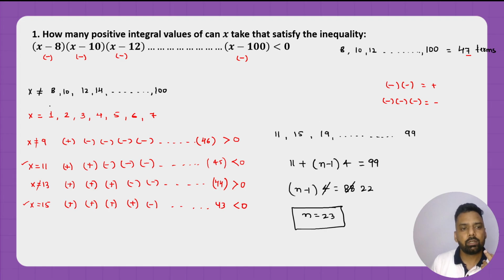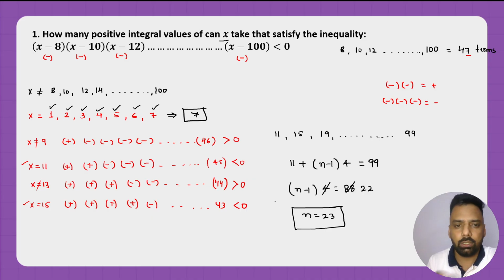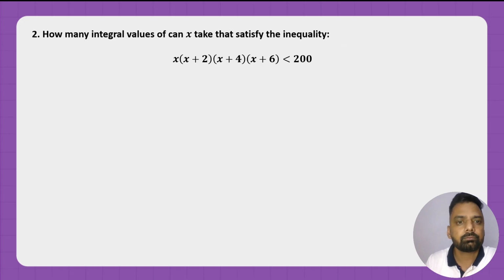And how many values are these? 1, 2, 3, 4, 5, 6, and 7. 7 values are these. So 23 values and these 7 values, total 30 values. How many values can x take? X can take 30 values that will satisfy this condition, right? Okay, let's move to the next situation, right? So these 7 values and these 23 values, total 30 values x can assume.